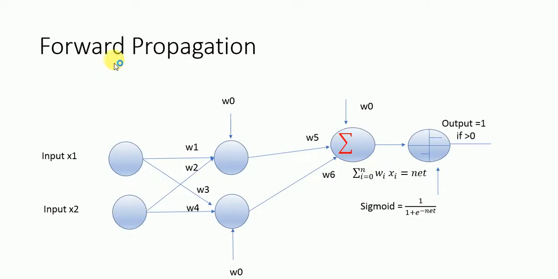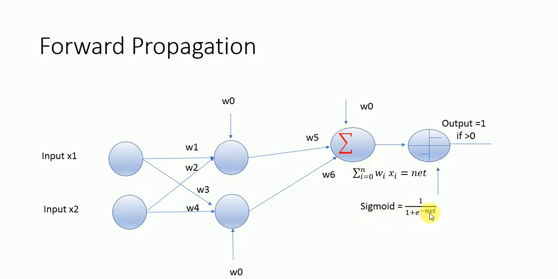So let us look at the forward propagation. This part is the proper forward propagation. The inputs x1 x2 are given, and these inputs are given to the weights and calculated. Sigmoid is calculated here, and these two become the input, and the sigmoid is calculated here.